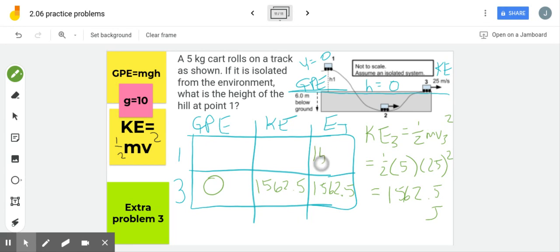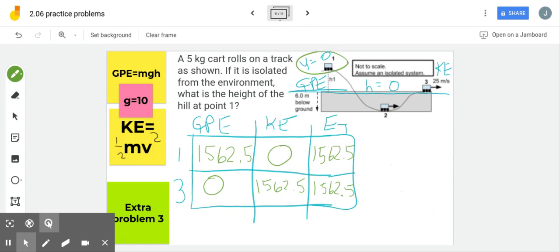That's our total energy. It's also our total energy at point 1. We also decided, because I'm telling you, that there's no speed at point 1, so there's no kinetic energy. So we know the GPE at point 1 is 1,562.5 joules. So now we use that whole idea that GPE equals 1,562.5 to calculate height. 1,562.5 equals MGH1.